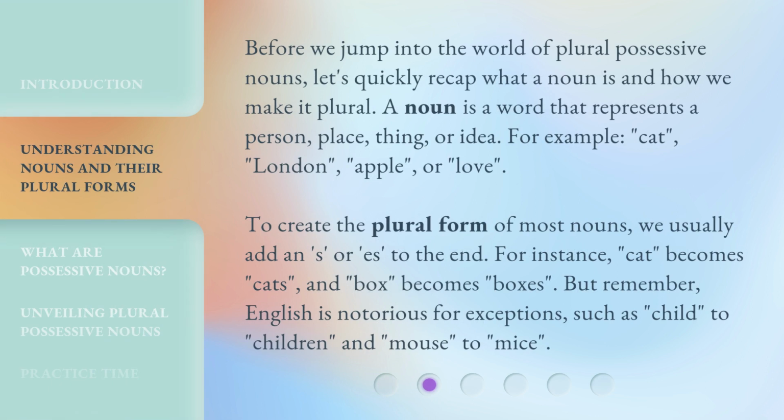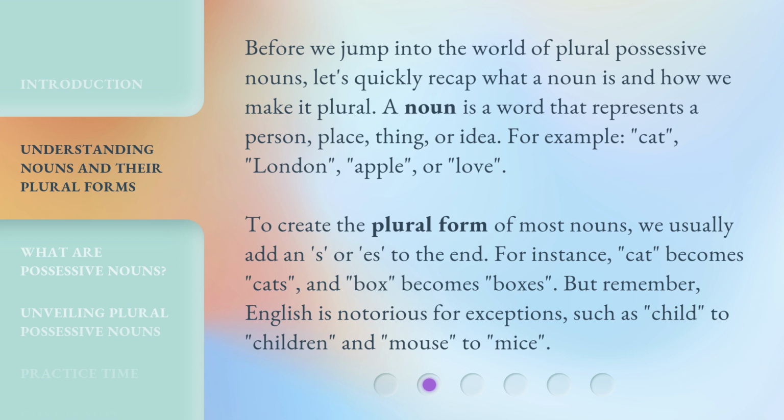Before we jump into the world of plural possessive nouns, let's quickly recap what a noun is and how we make it plural. A noun is a word that represents a person, place, thing, or idea. For example, cat, London, apple, or love.